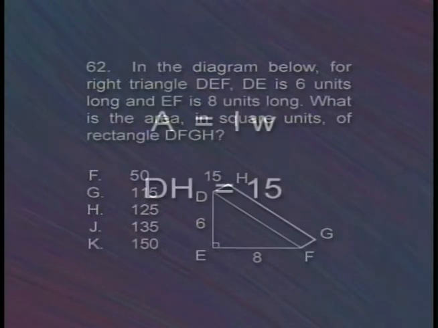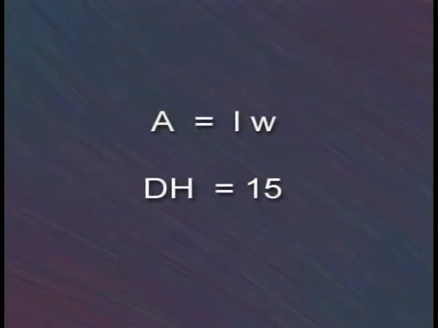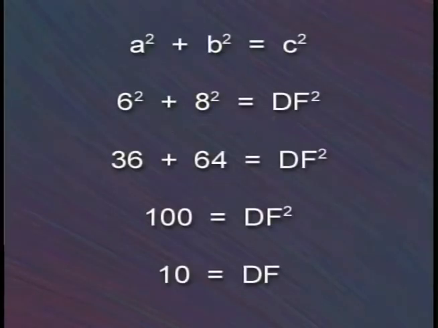The area of a rectangle equals length times width. In this rectangle, we already have the length of side DH, 15 units. To calculate the area, we need the length of side DF. DF is the hypotenuse of right triangle DEF. We can use the Pythagorean theorem to solve for DF.